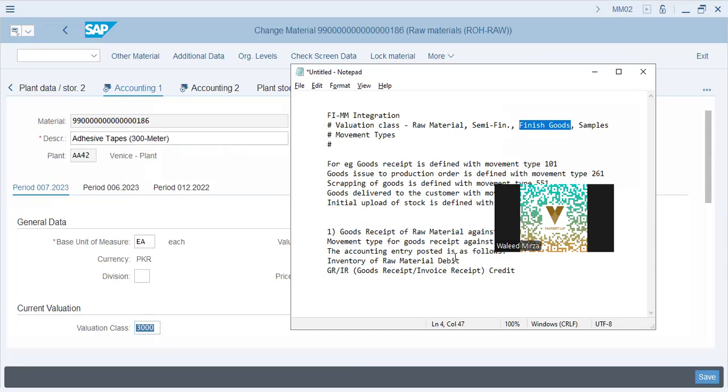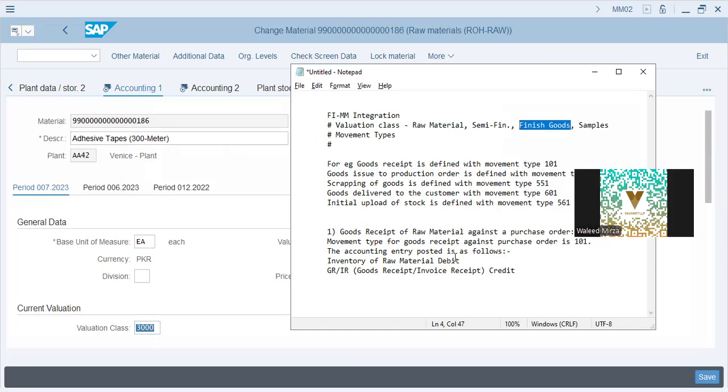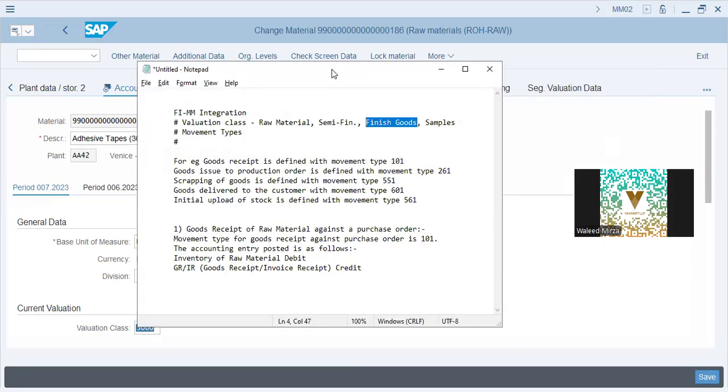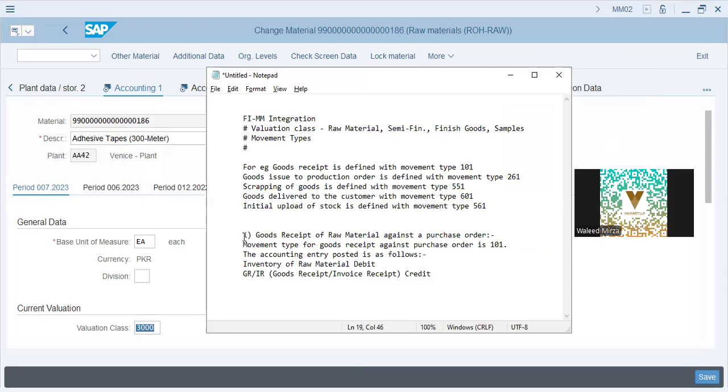So valuation classes are also used to define how the GLs for each valuation class are differentiated. But GLs for what? GLs for various scenarios. Now, we are getting into scenarios now. So that is valuation class, as simple as that.